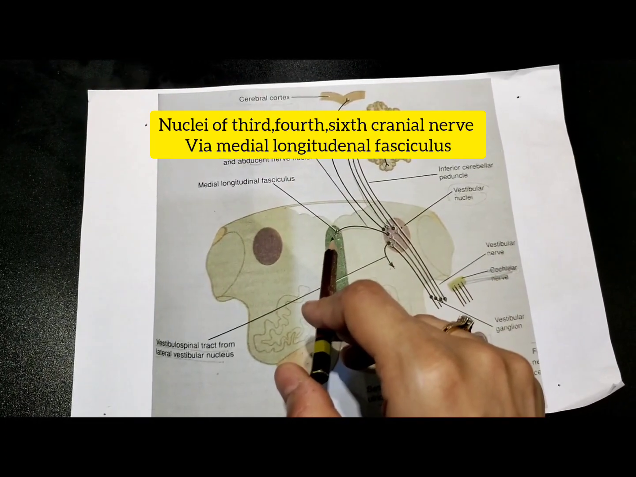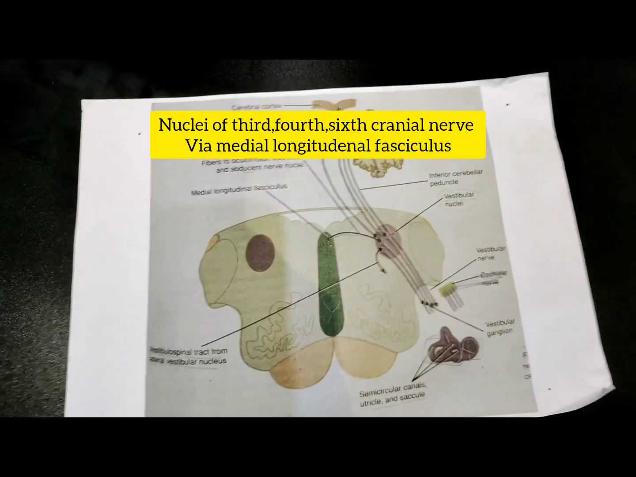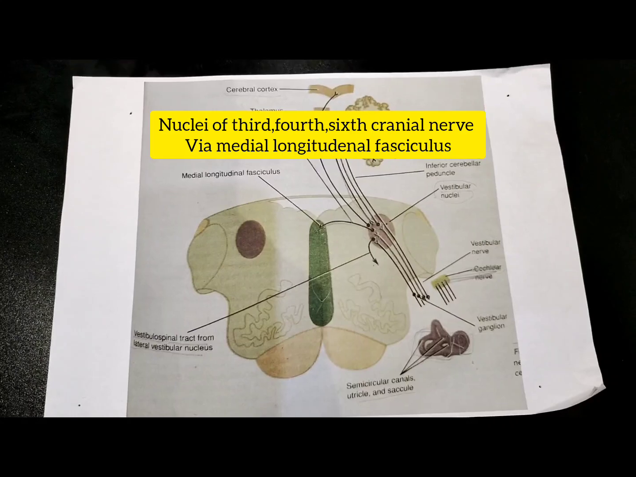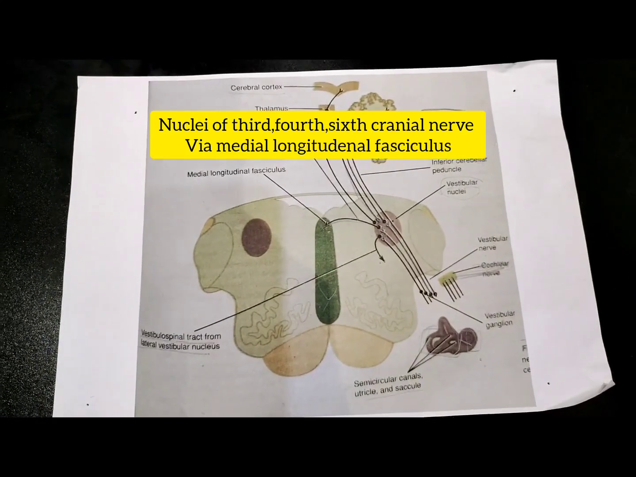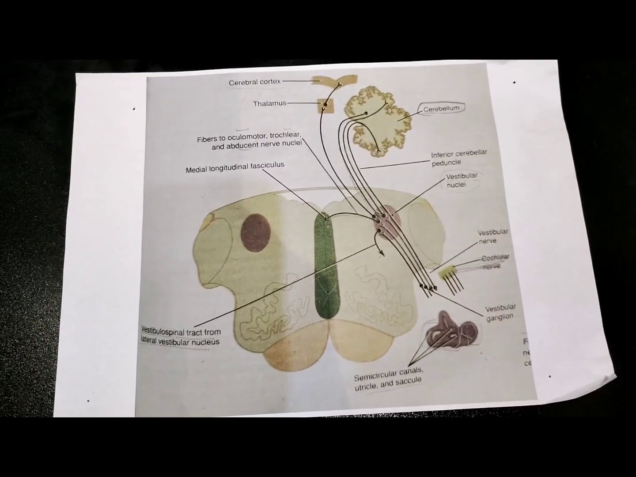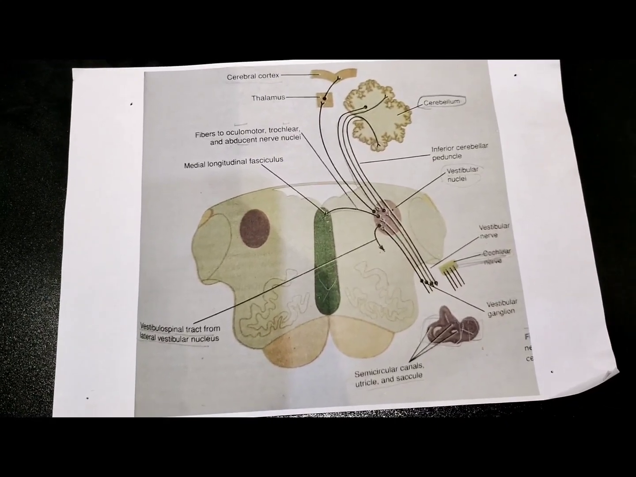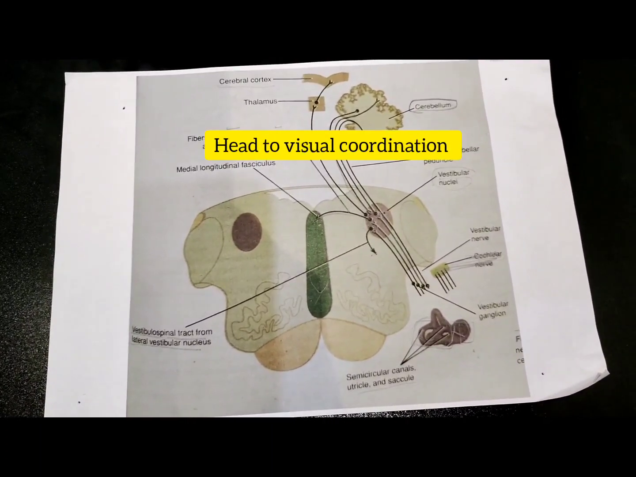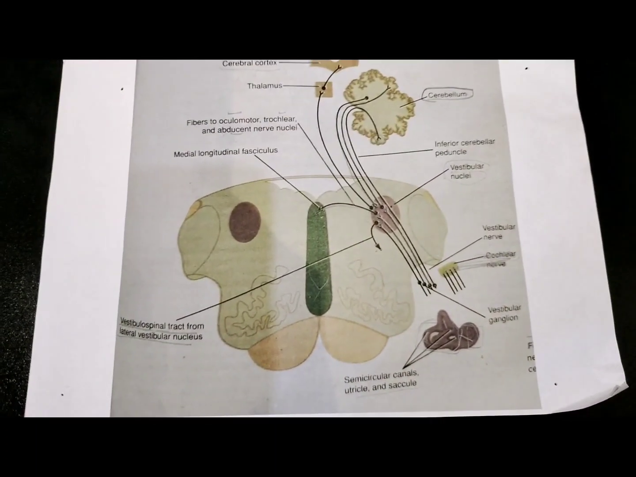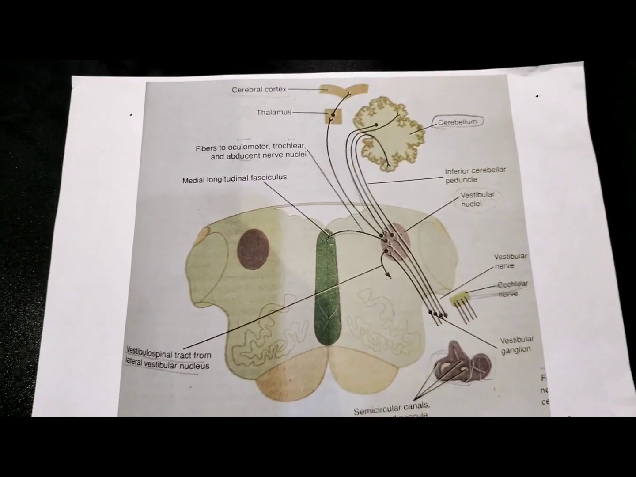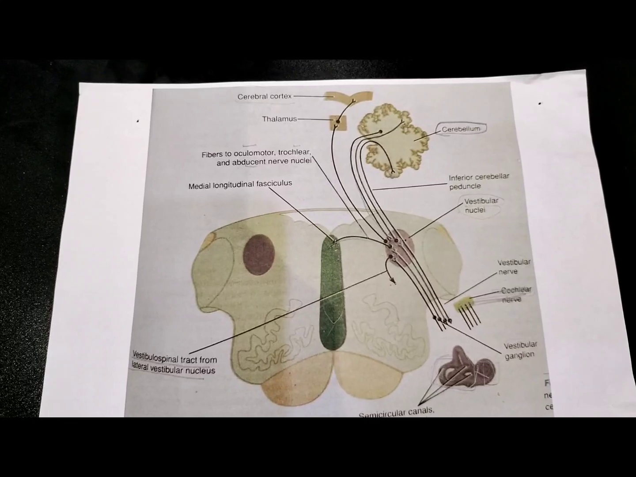longitudinal fasciculus. ठीक है जी, medial longitudinal fasciculus से पास होते हुए ये कनेक्ट हो जाते हैं इन cranial nerve 3rd, 4th and 6th cranial nerve के nuclei से, because of which there is head to eye coordination. ओके जी, आपकी visual coordination होगी with your head movements, इसी वजह से होती है. And also some efferents go to the thalamus.